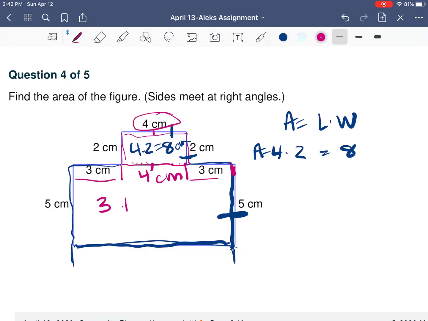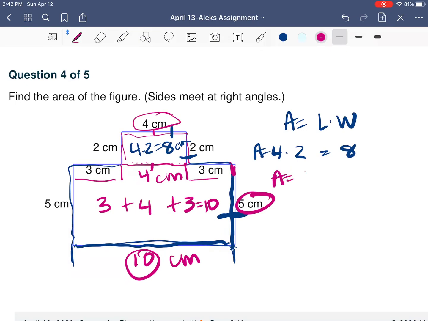So I just want to add those together. I want to add the 3 plus the 4 plus the 3. So 3 plus 4 is 7, plus 3 is 10. That would mean that whole part is 10. So now I have my two lengths because I have 5 centimeters and 10 centimeters. So area equals 5 times 10, which is 50.